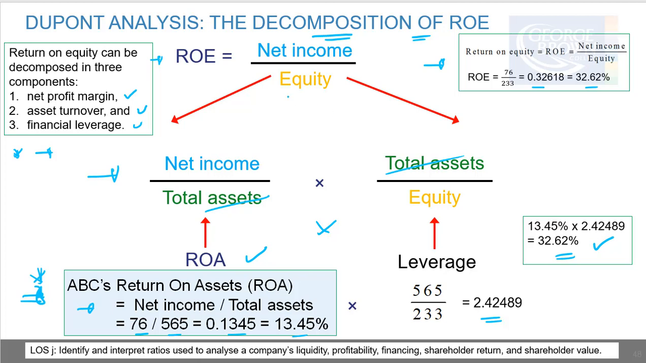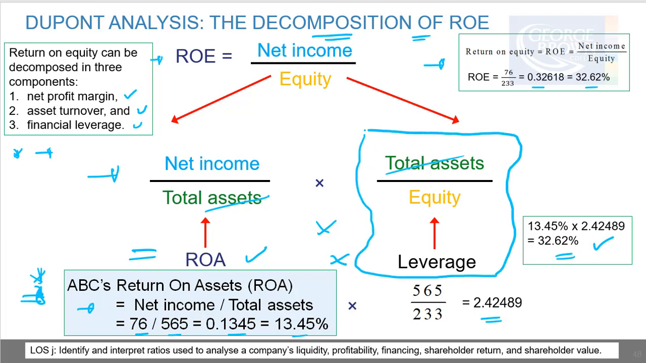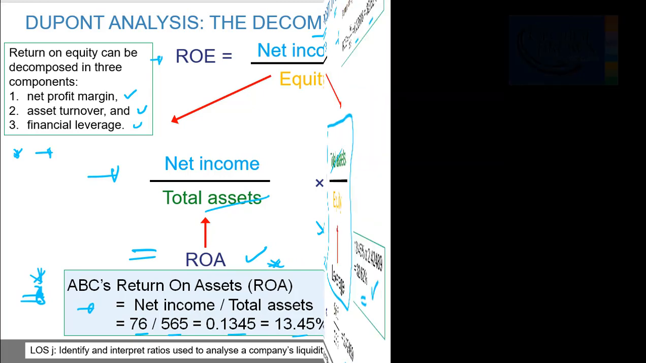Okay, so ROE can also equal ROA times leverage, but we're not quite there yet because we can see that ROE can be decomposed into three components: net profit margin, asset turnover, and the financial leverage. Well, we've got the financial leverage here. Where do we get the net profit margin and asset turnover? Well, we're going to further decompose that return on assets on the next slide.